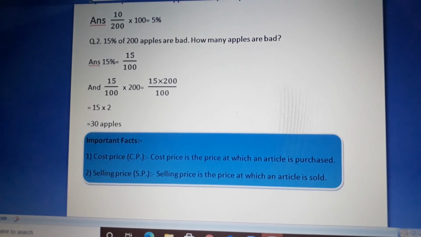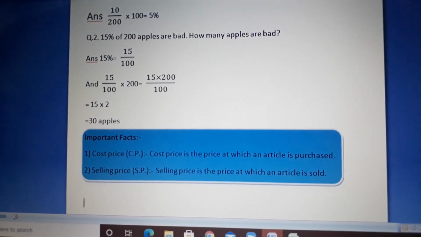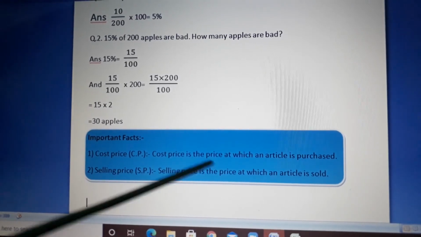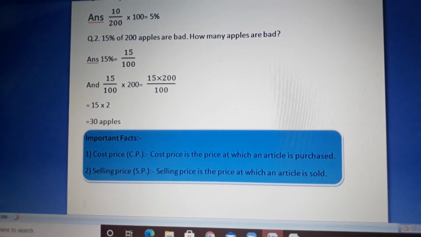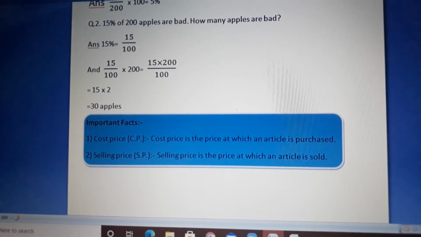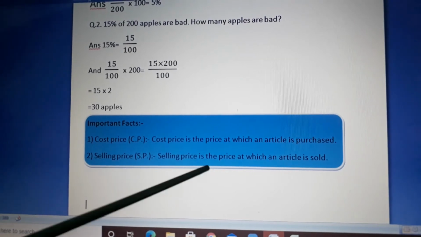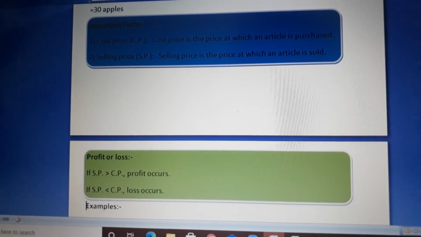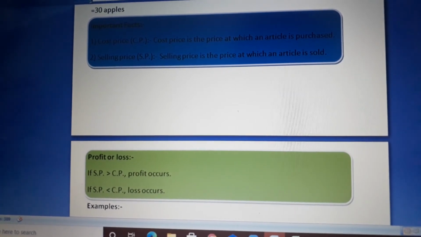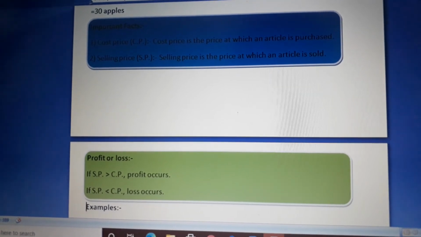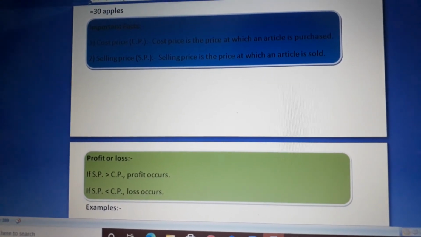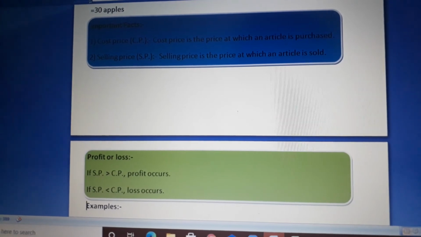Now let us see some important facts of profit and loss. Cost price. Cost price is the price at which an article is purchased. So when we buy something, that is called cost price. And selling price is the price at which an article is sold. So when you sell an article or a thing, that price is called selling price. Suppose I sell a pen for rupees 15, so 15 rupees will be the selling price. And I buy a pen for rupees 20, so 20 rupees is the cost price.